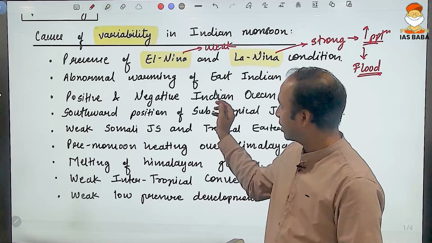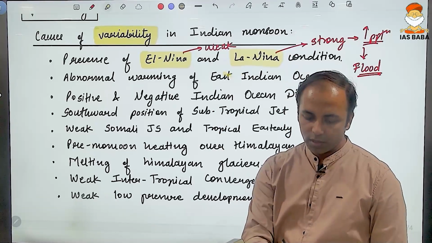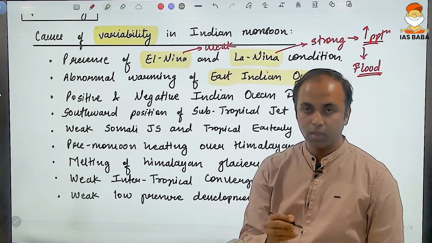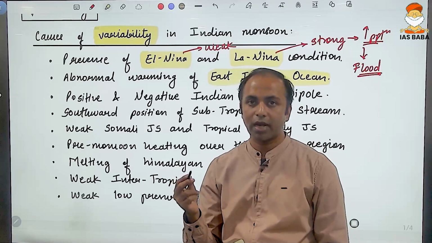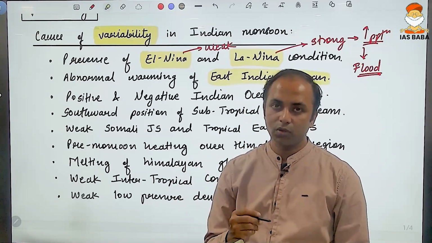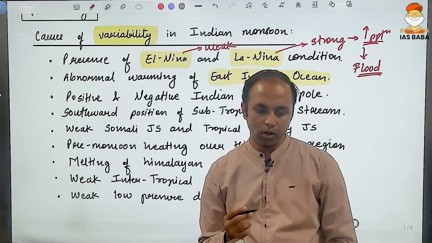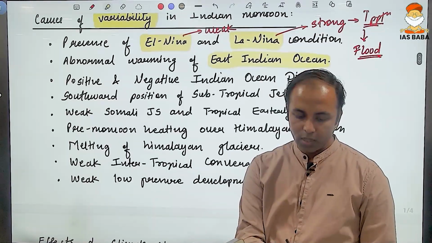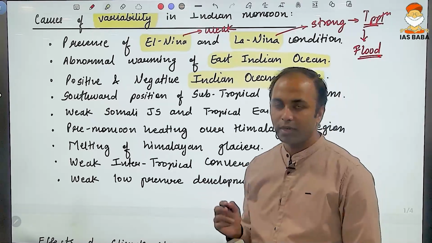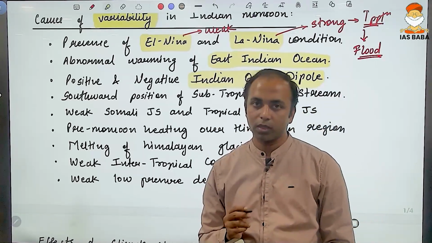Monsoon is affected by the warming of the East Indian Ocean. Okay, greater the warming, greater is the rate of convection, and so is the amount of precipitation. So warming of the sea surface is relatively very important. Then Indian Ocean Dipole, I hope you know, way back in 2017 it was there in the news and it was a prelims question also.